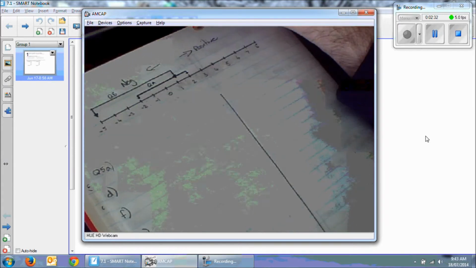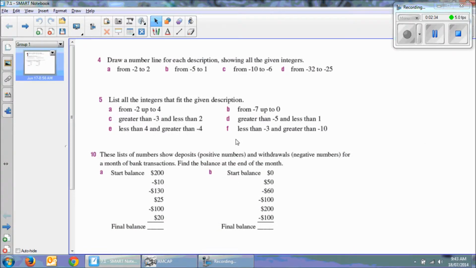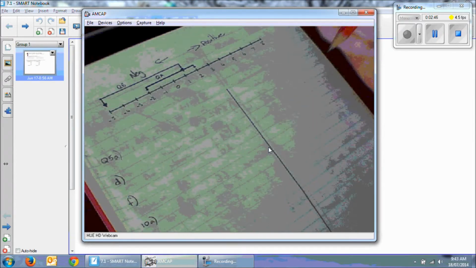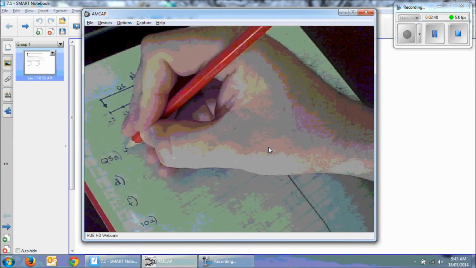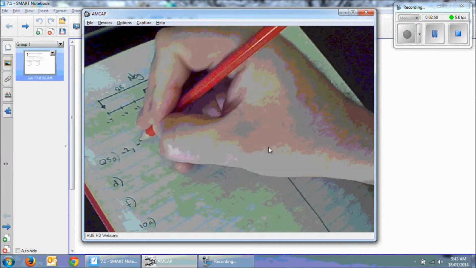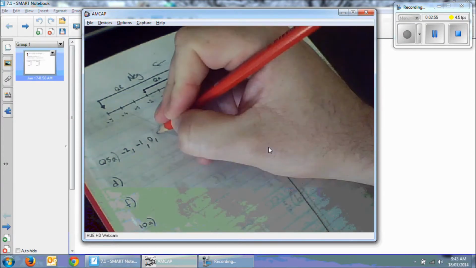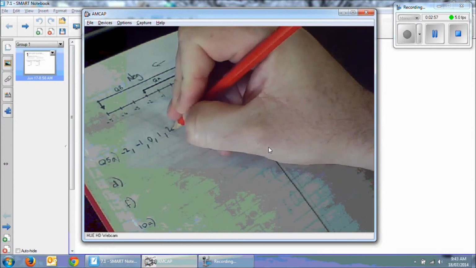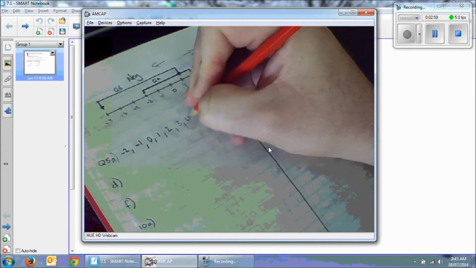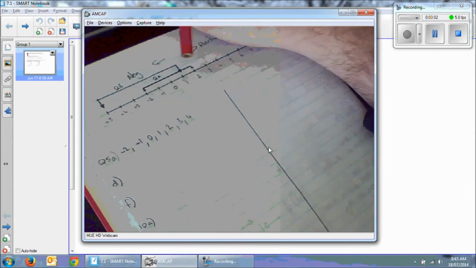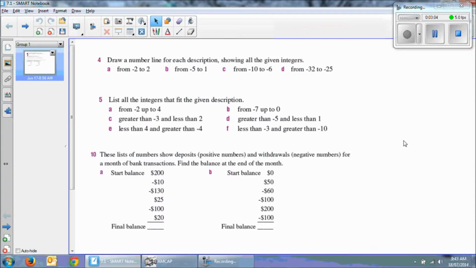Going to have a look at a few of the questions in question 5. We'll start with A. It says list all the integers that fit the given description from -2 up to 4. So I need to write down all of those ones, and I've got a number line here that can help me. So I've got -2, -1, 0, I'll put 0 in, 1, 2, 3, and 4 itself. So we're just listing out those integers.